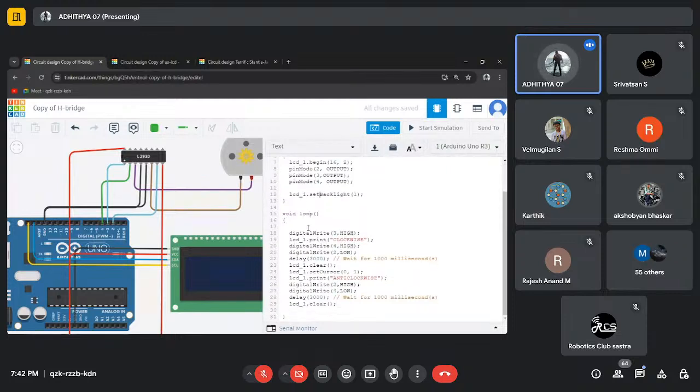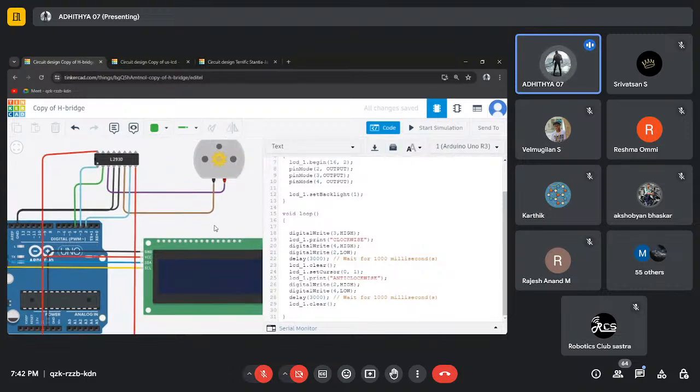In the loop, I have first given digital 3 as high. Digital 3 is the enable pin, so once it is given high, the motor will rotate at maximum speed. Then I have printed clockwise on the LCD display. Then with digital write, I have given pin 4, aka input 1, as high and input 2 as low for clockwise rotation.